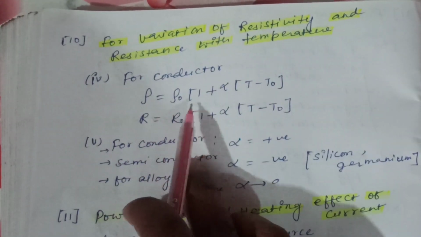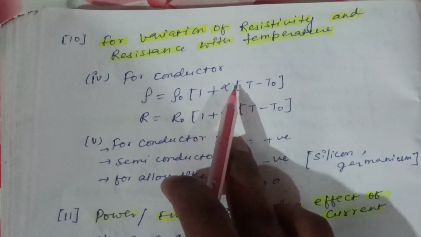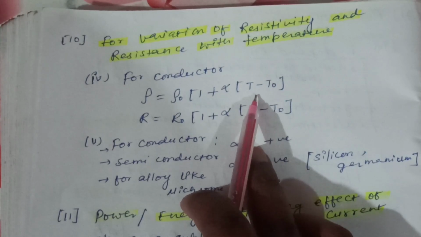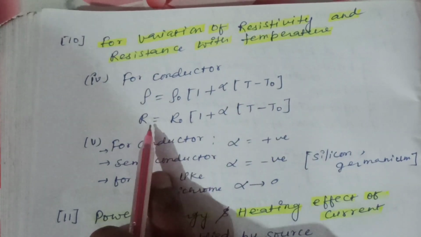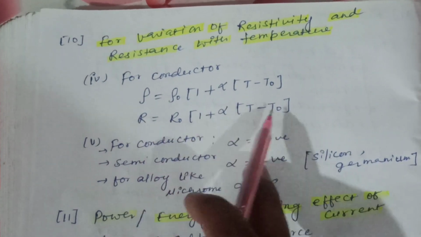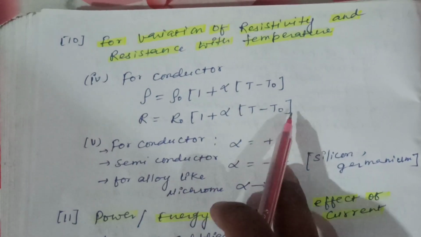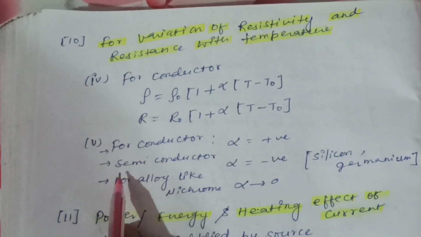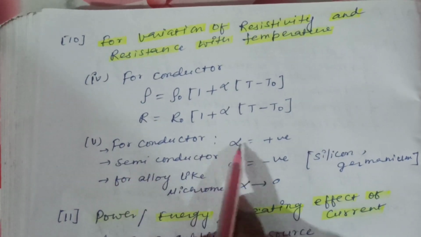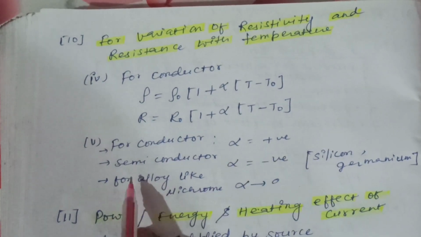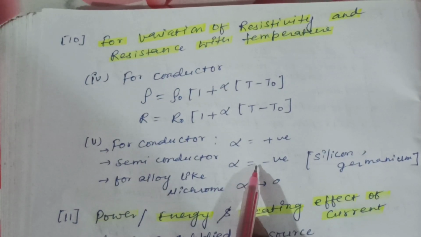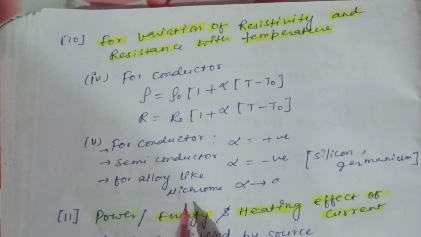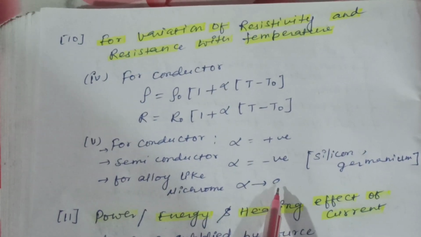For variations of resistivity and resistance with temperature, for a conductor, rho is equal to rho naught (1 plus alpha (T minus T naught)). R is equal to R naught (1 plus alpha (T minus T naught)). For a conductor, alpha is positive. For a semiconductor, alpha is negative. For alloys like nichrome, alpha is equal to 0.